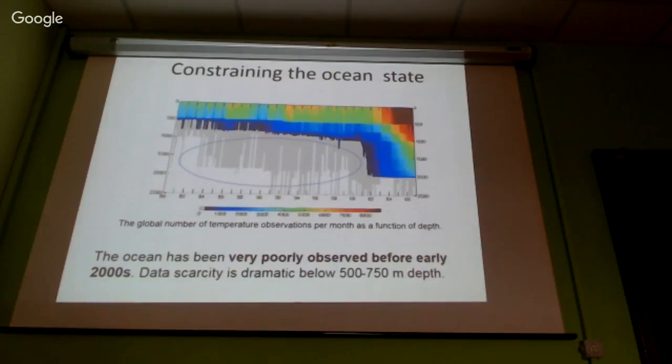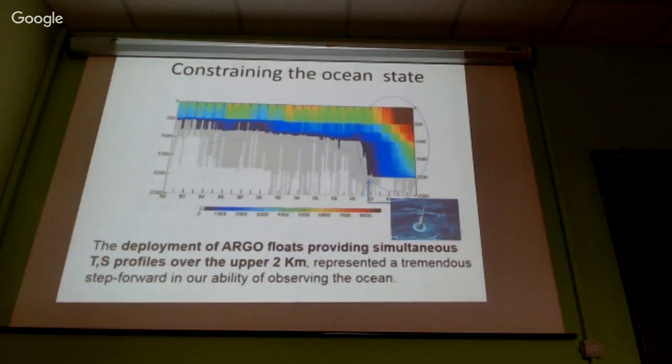But there is some kind of a Copernican revolution happening at the early 2000s, but you see there is a sharp increment in the depth of the sampled ocean going down to 2000. And then what happened after the year 2000 or 2001 and 2 is that there was a very important observational program that started with the deployment of Argo floats.